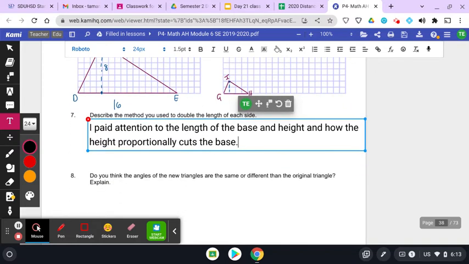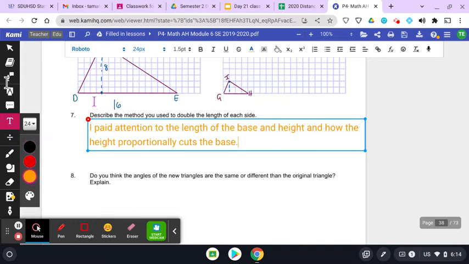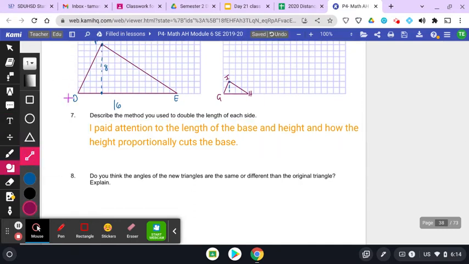All right, do you think the angles of the new triangle are the same or different? So I really could take this little triangle and line it up within this triangle. I could come over here and go over 1, up 2, and put my line tool. If I grab my line tool, that would be helpful. Make it orange. I can place that right over here. Okay, and I see that these are parallel.